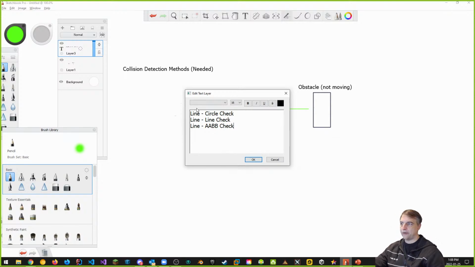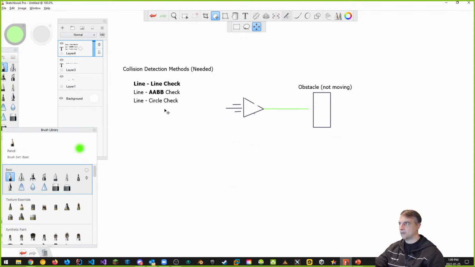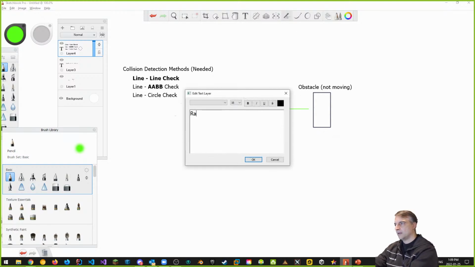There are other shapes as well. Line, I would say, is probably the fundamental piece to it all, right? And the reason we say line is fundamental is because an AABB is just 4 lines. So when we think about this, those are the collision detection methods, and line is the way to go. Why? If I have a ray, and if this is a ray, right?